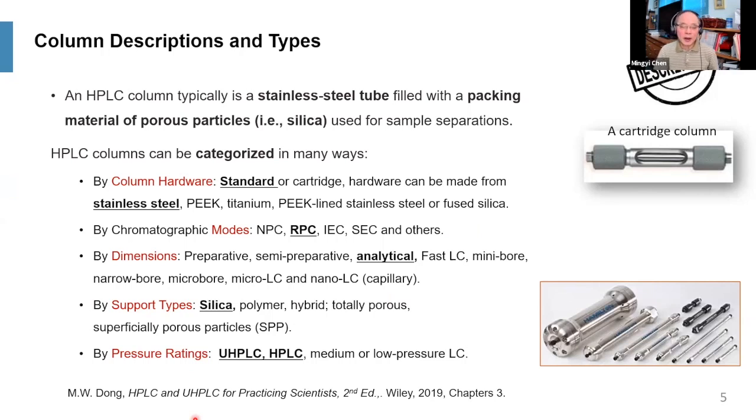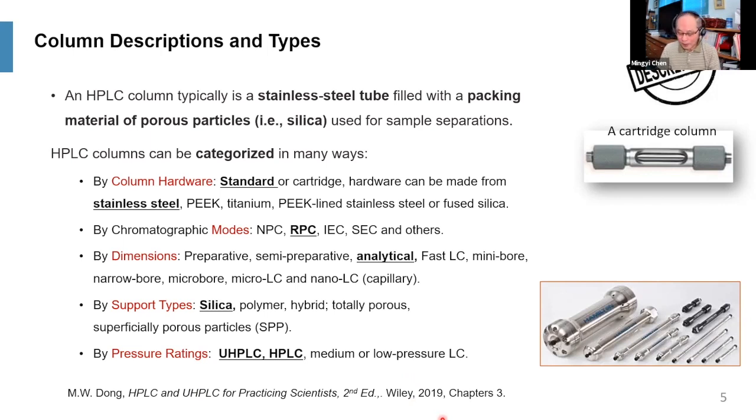You can define columns by pressure rating. In today's world, most laboratories have a mixture of HPLC and UHPLC, right? UHPLC is definitely preferred. They have much higher performance, it's costlier, but that's the way of the future. You can also do medium LC or low pressure LC, mostly in the preparative arena.